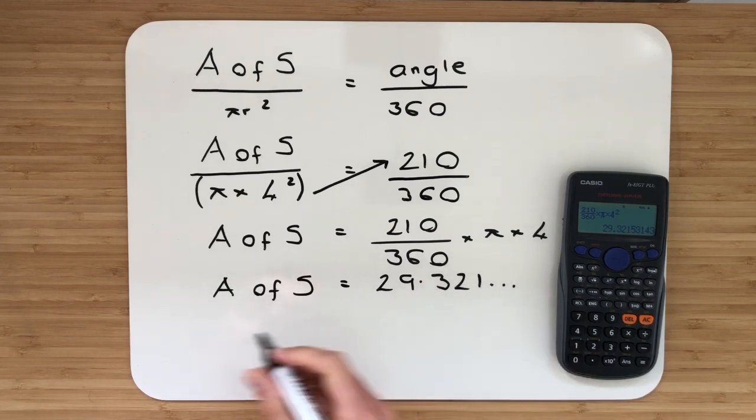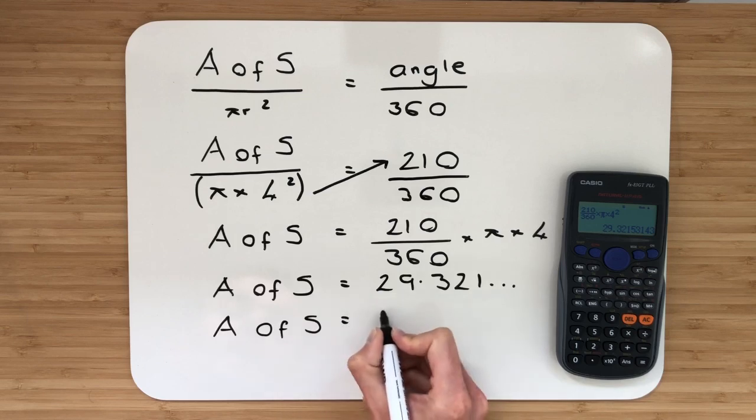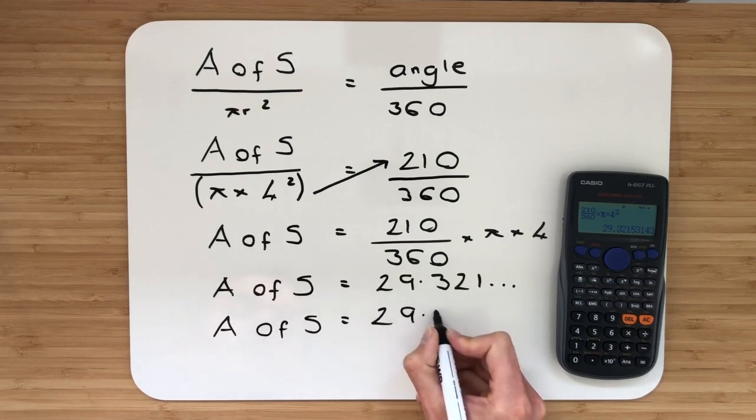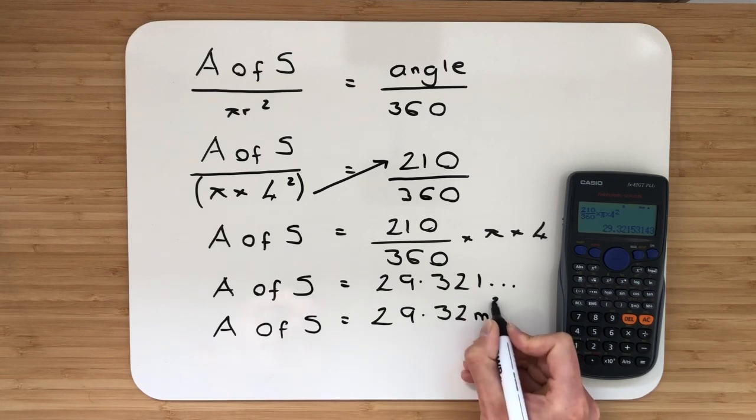29.321, and it will just keep on going. So let's round our answer. Area of sector is equal to 29.32, and my units will be square metres.